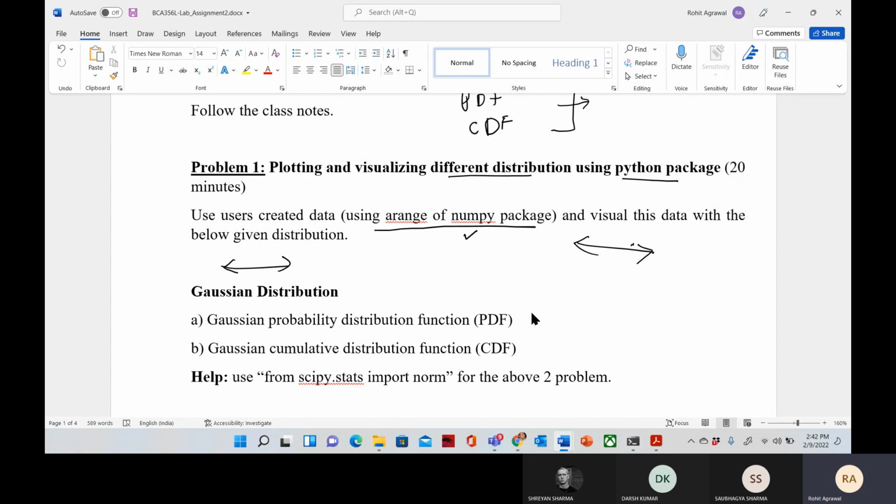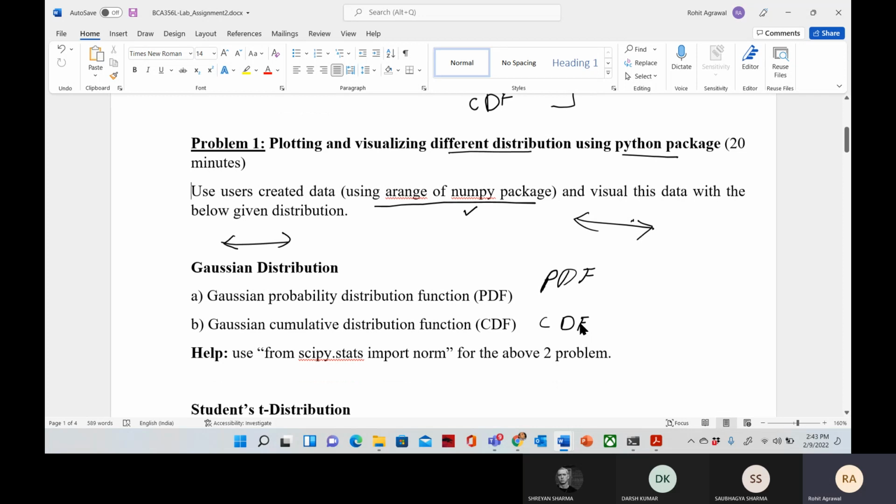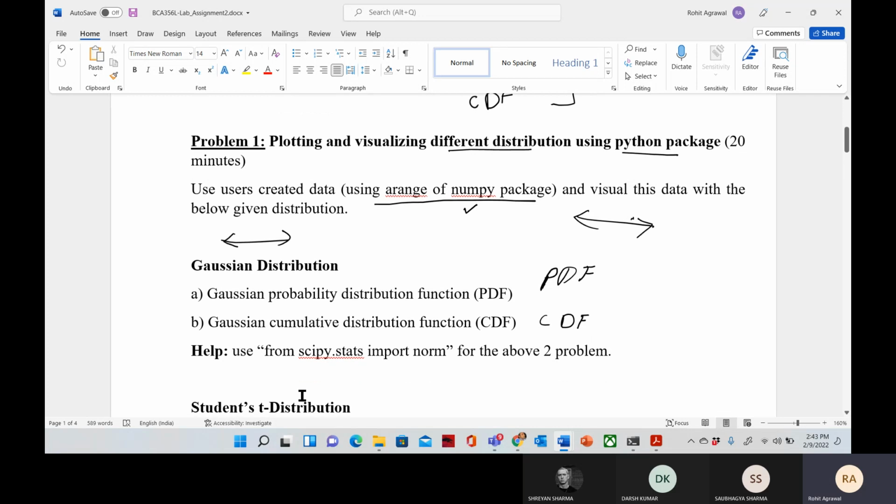So first we will visualize the Gaussian distribution, the Gaussian probability density function. Then we will visualize the cumulative density function. I think all of you remember what is probability density function and cumulative distribution. No problem, I will show you. And for this, there is a package for all these distributions.